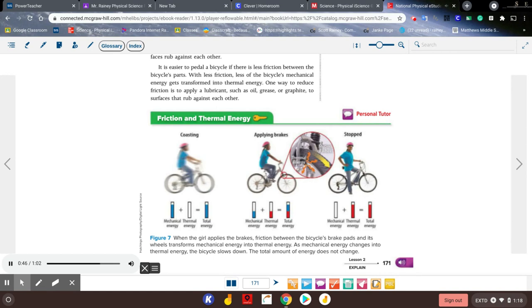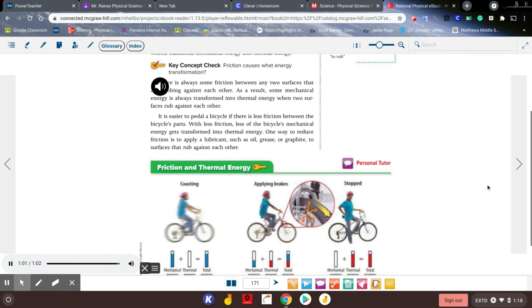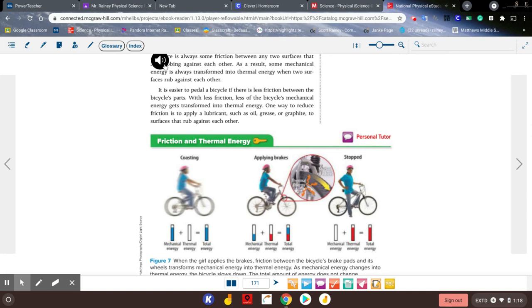Friction is a force that resists the sliding of two surfaces that are touching. Friction between the bicycle's brake pads and the moving wheels transforms mechanical energy into thermal energy. Key concept check. Friction causes what energy transformation? There is always some friction between any two surfaces that are rubbing against each other. As a result, some mechanical energy is always transformed into thermal energy when two surfaces rub against each other.